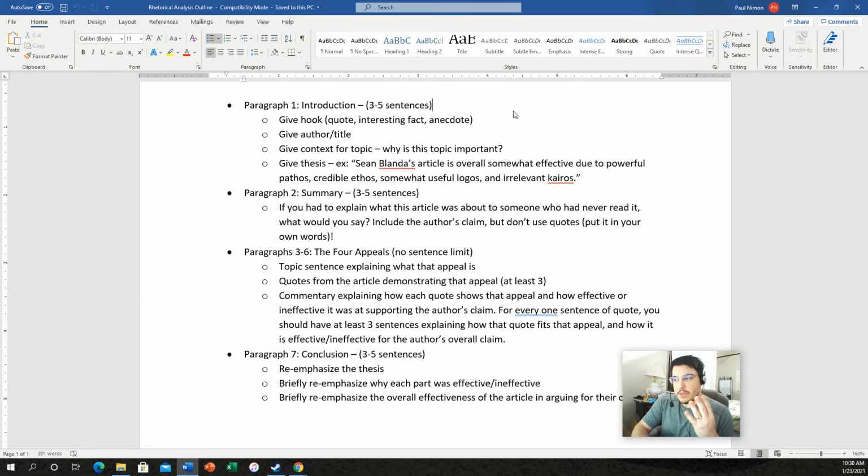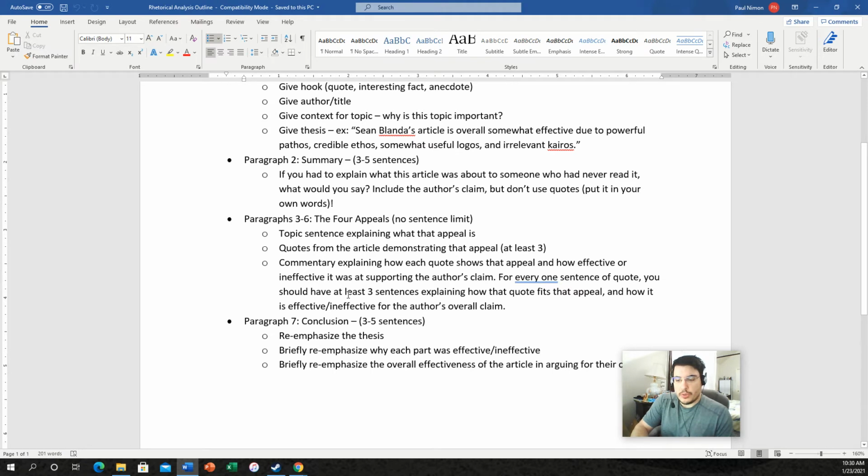Then you have 4 body paragraphs. Because you've got 4 appeals, you're going to have a body paragraph for each one. So you're going to have a body paragraph for ethos, for pathos, for logos, for kairos. And in each one, I want you to start that paragraph with just a brief, like 1-sentence explanation of what is logos, what is kairos, what is ethos, what is pathos, so that I know that you know what you're talking about. Okay? Then it's just an idea of where you take the quotes that you've gathered from the annotations that you've made over reading your article.